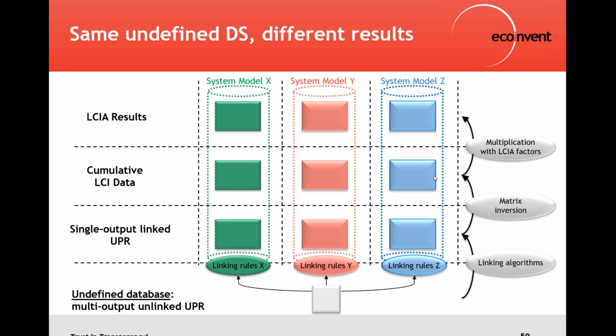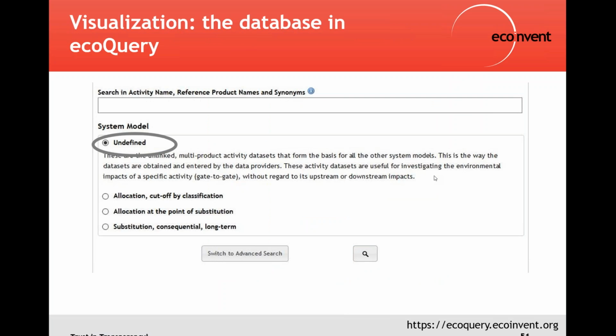which is exactly what we have now in the database. We have one undefined database, as I said, freely accessible for everybody, and we have three system models, which are called allocation, cutoff by classification, allocation at the point of substitution, or APOS, I will call it APOS from now on, and substitution consequential long term.